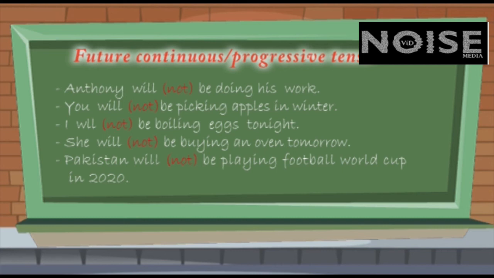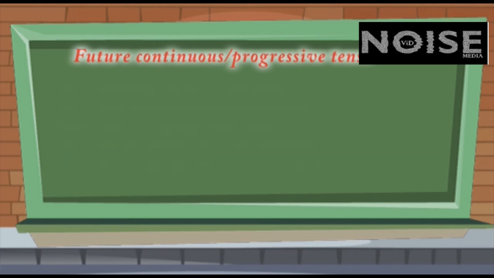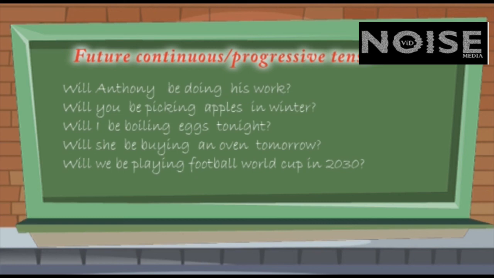Negative sentences. Same formula, but simply add not after will or shall, and the rest is the same. Examples: Anthony will not be doing his work. You will not be picking apples in winter. I will not be boiling eggs tonight. And then interrogative, the question form. Will Anthony be doing his work? Will you be picking apples in winter? Will I be boiling eggs tonight?